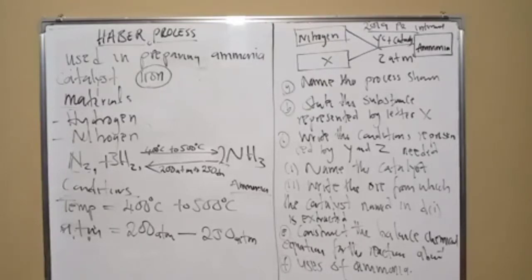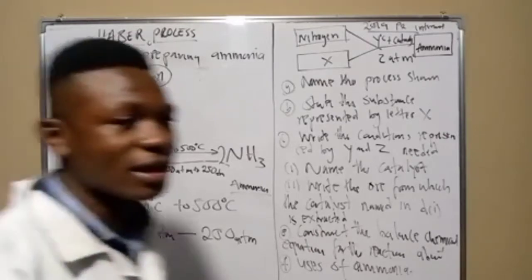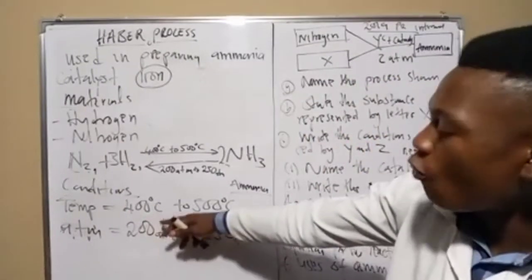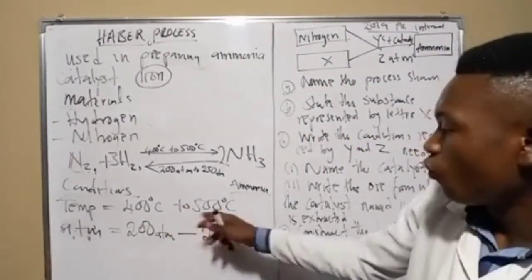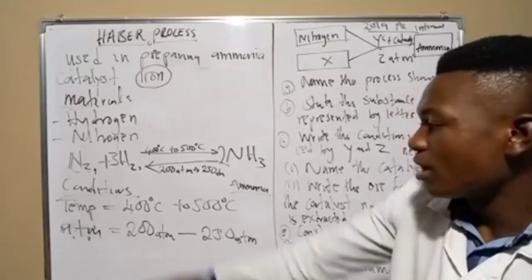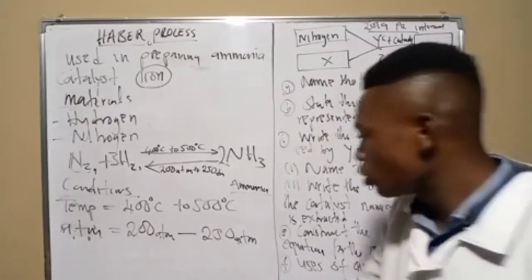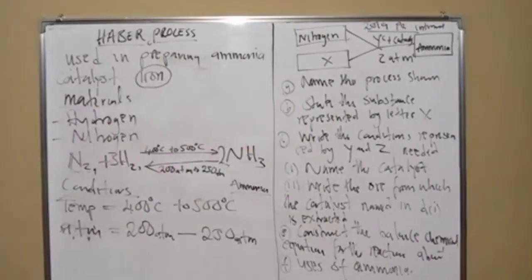Used in preparing ammonia, the Haber process, the catalyst needed is iron. The materials needed are hydrogen and nitrogen. When they react, the conditions needed for the Haber process are a temperature of 400 degrees Celsius to 500 degrees Celsius, and atmospheric pressure between 200 and 250. Is it clear?